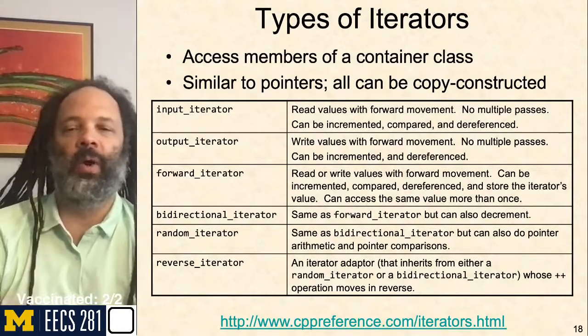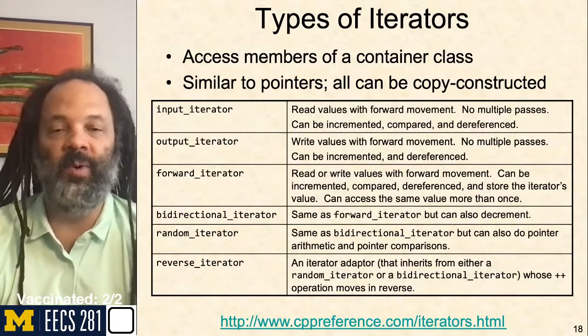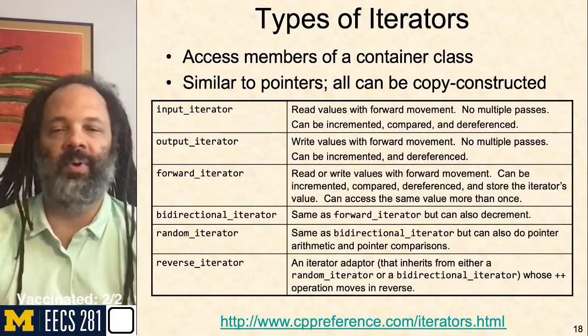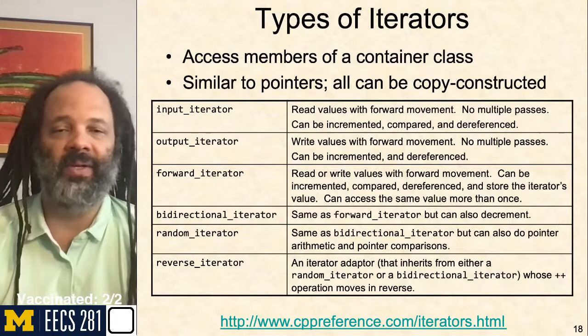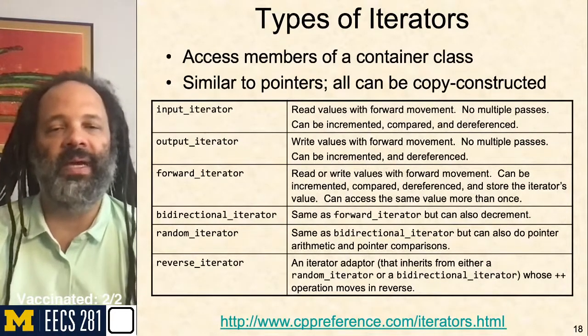Output iterators work similar to input iterators in that they can use that forward movement and they do the writing. So reading with inputs, writing with outputs. That's great. No multiple passes or copies. Again, that makes good sense. But now there's something that's a little bit less functional that you might be concerned about.